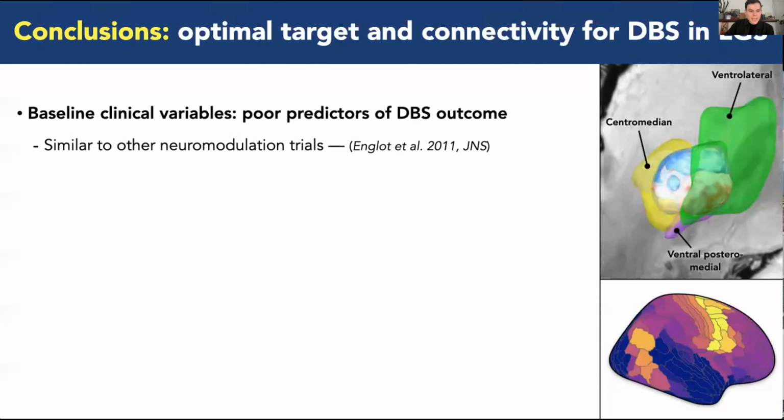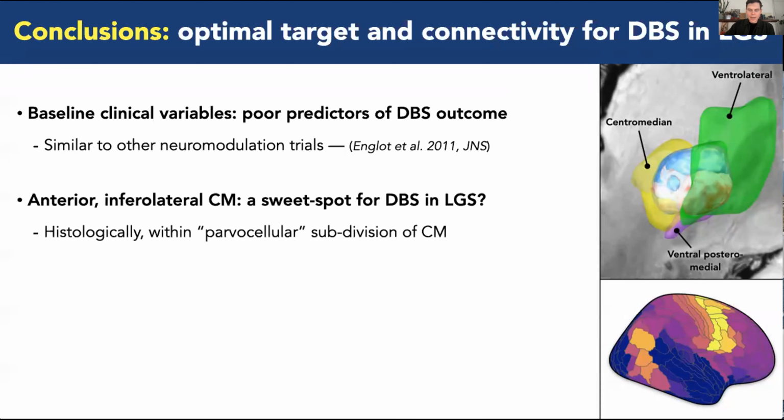So there are three take-home messages from this work. Standard clinical information, such as baseline disability, was poorly correlated with seizure outcomes, at least within our modest sample size here. We think this speaks instead to the importance of parameters surrounding stimulation itself, including the specific location. There seems to be a kind of sweet spot for DBS in the anterior and inferolateral centromedian nucleus of the thalamus, and this will be important going forward for planning future trials.